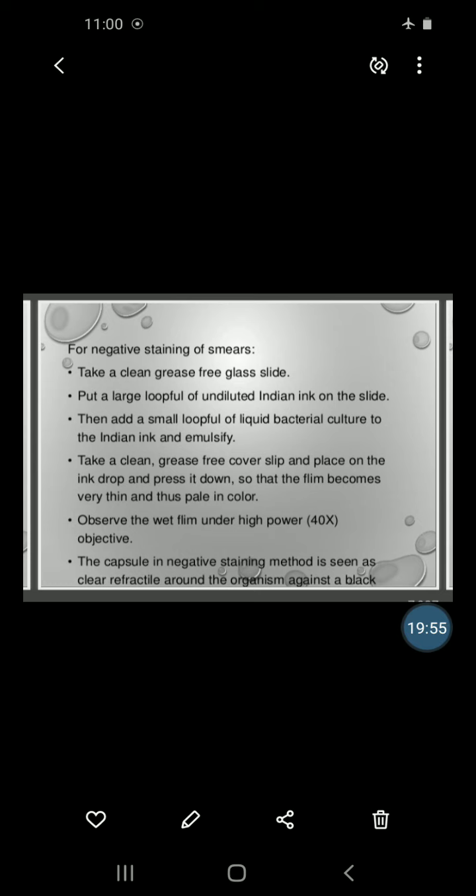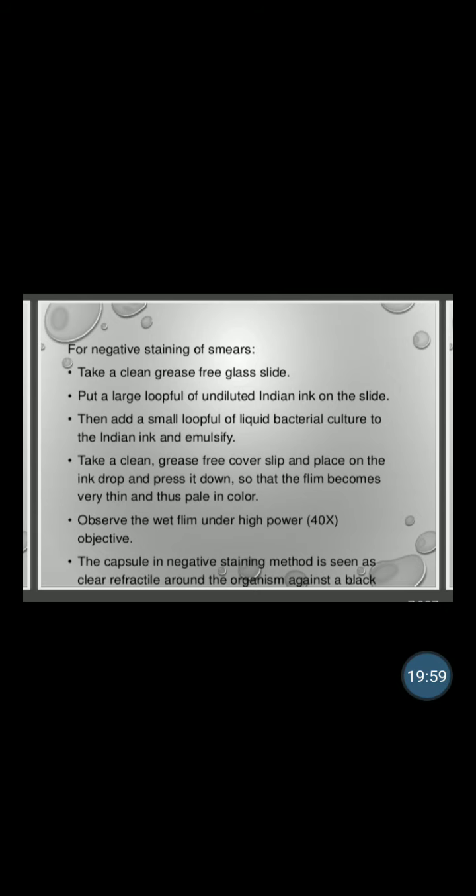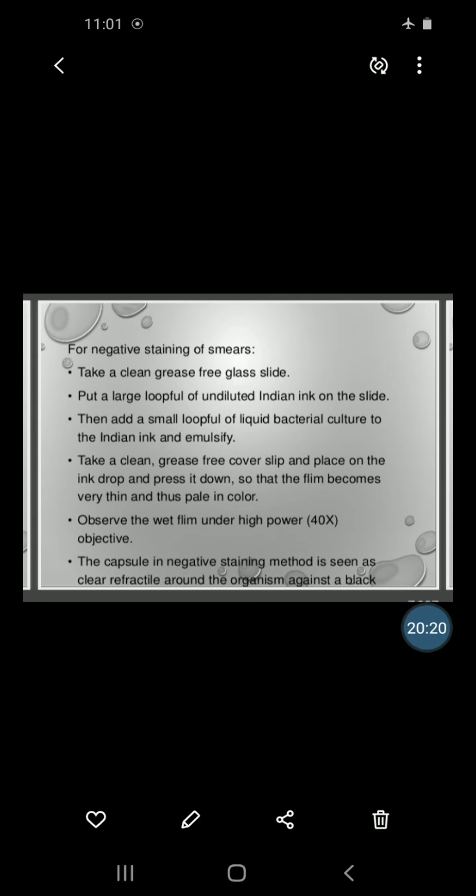What is the procedure for negative staining of a smear? First, take a clean, grease-free glass slide. Then put a large loopful of undiluted Indian ink on the slide. Then add a small loopful of liquid bacterial culture to the Indian ink and emulsify.